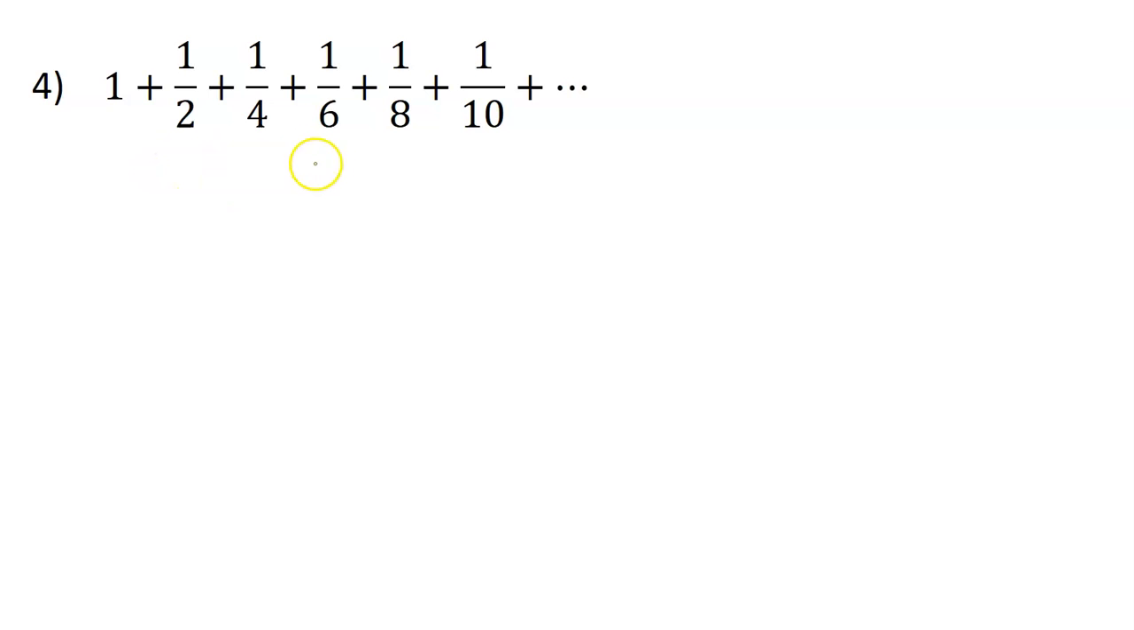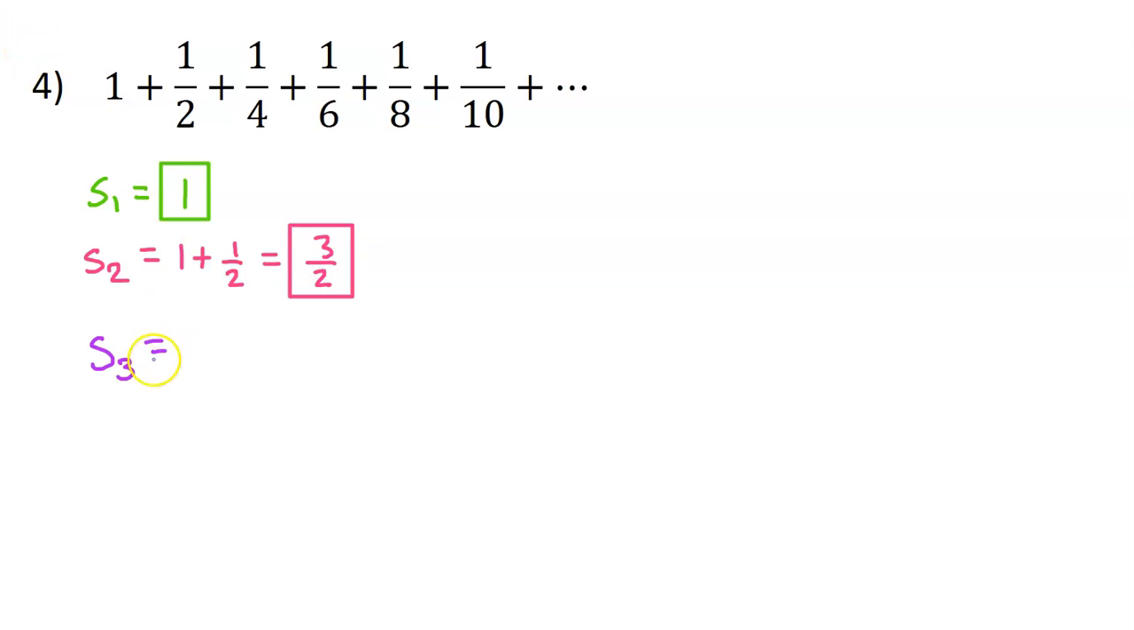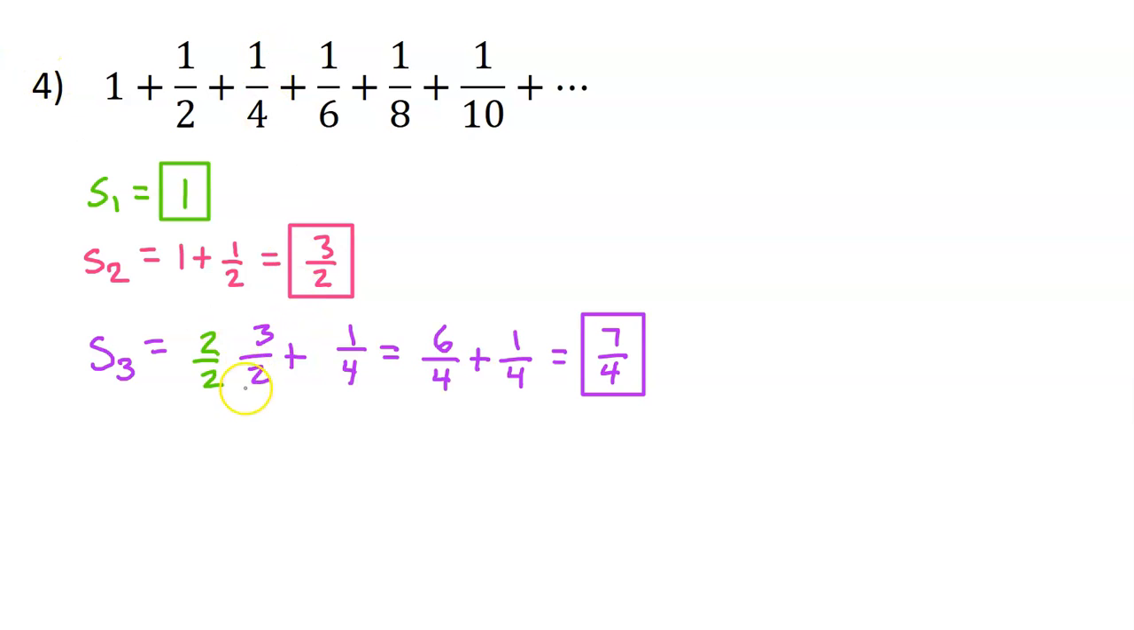Number 4 appears to be a bit simpler. S1 is just 1. S2 is the sum of the first 2 terms, which is 3 over 2. S3 is the sum of the first 3 terms, but the first 2 terms added up to 3 over 2, so we just need to add 1/4. We can make like denominators by multiplying by 2 over 2. So we get 6 over 4 plus 1 over 4, which equals 7 over 4.